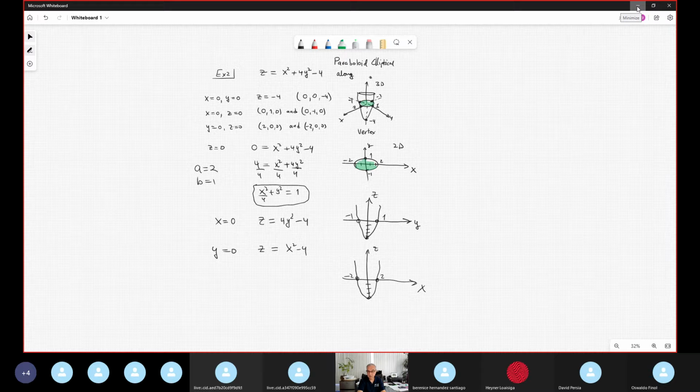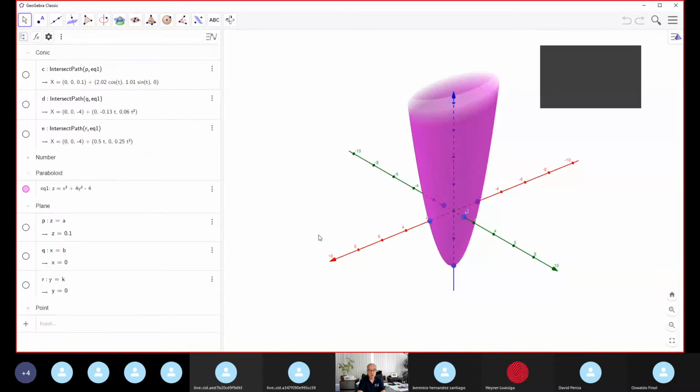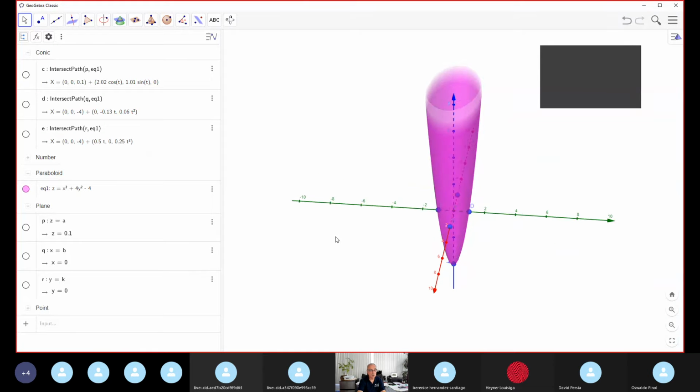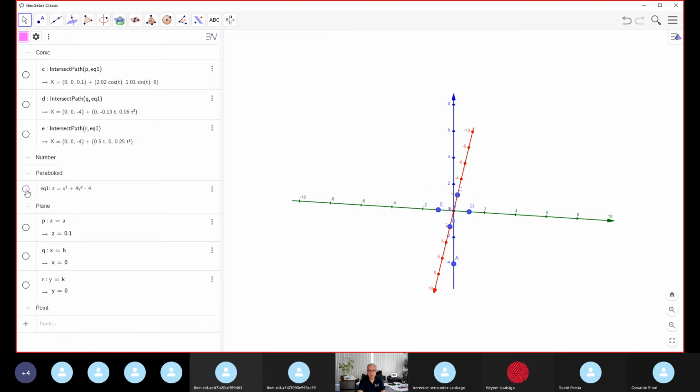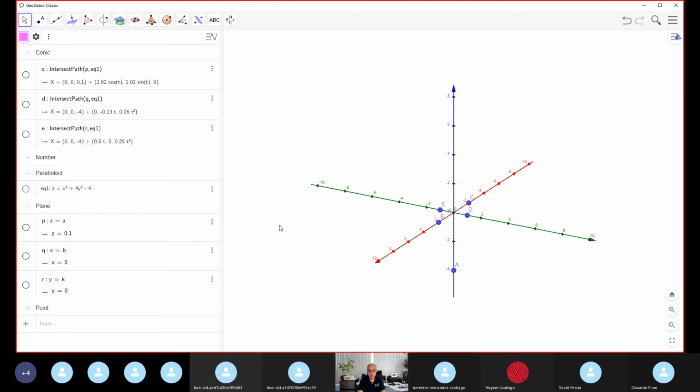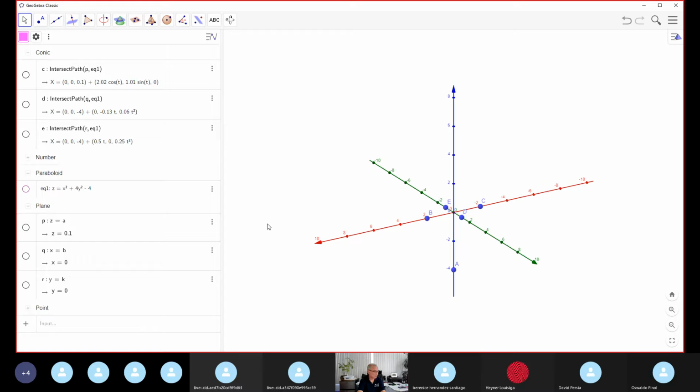Switching to the algebra. Do you see? Wow. Good. Okay, this is the intersection we found, in this case 5 points. So remember, red is the x-axis, green is the y-axis, and blue is the z-axis.